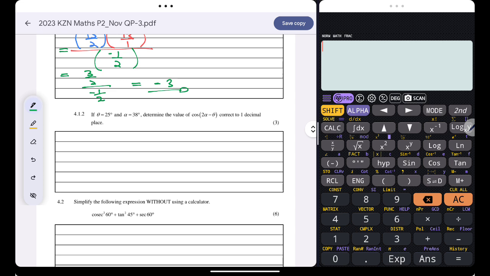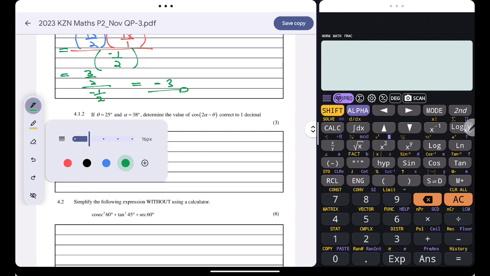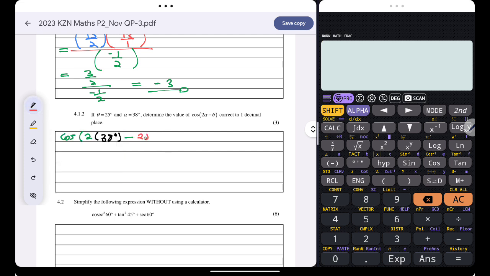Okay, now I'm told that theta is 25 degrees, alpha is 38 degrees, and I'm asked to determine the value of cos of 2 alpha minus theta. Cos of 2 alpha. Remember that alpha I was given as 38 degrees. Theta was given to me as 25 degrees.